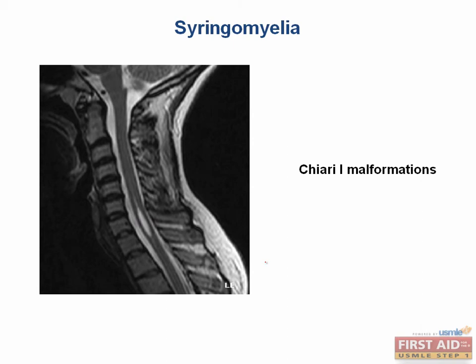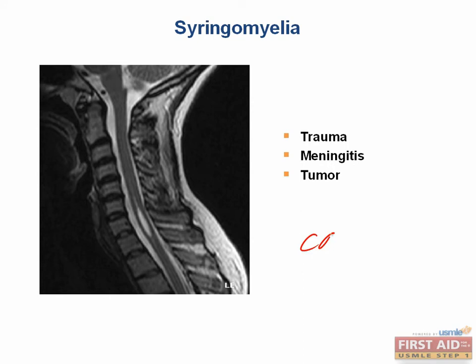The acquired type can occur secondary to things like trauma, meningitis, and tumors. The typical presentation that you will see on a question will involve a cape-like bilateral loss of pain and temperature. And this usually will happen in the upper extremities. This makes sense as the defect is commonly seen between the C8 and T1 vertebrae.